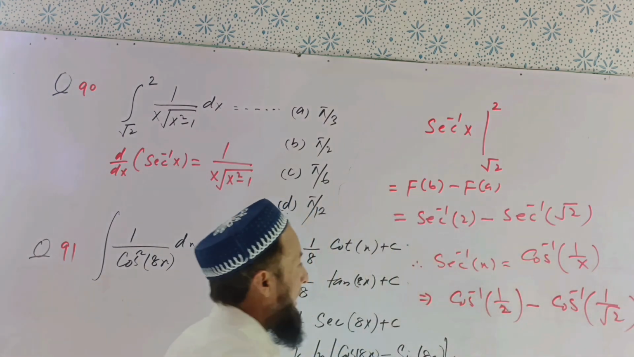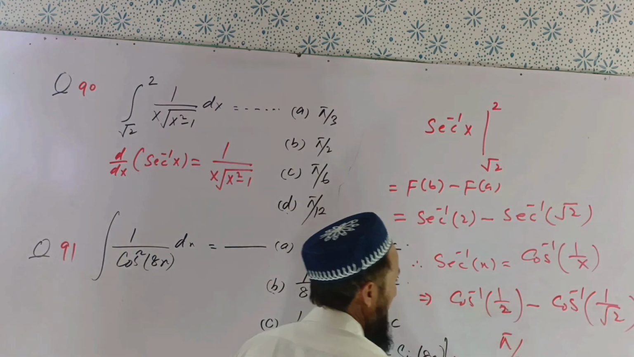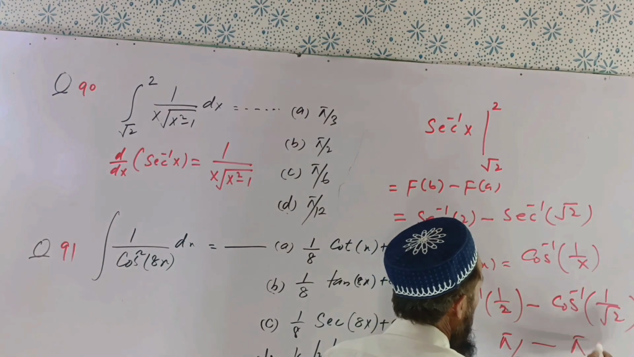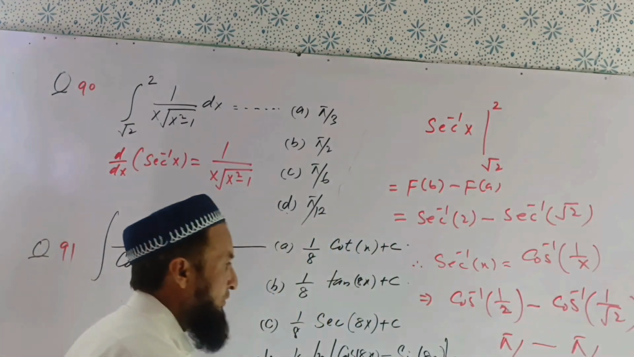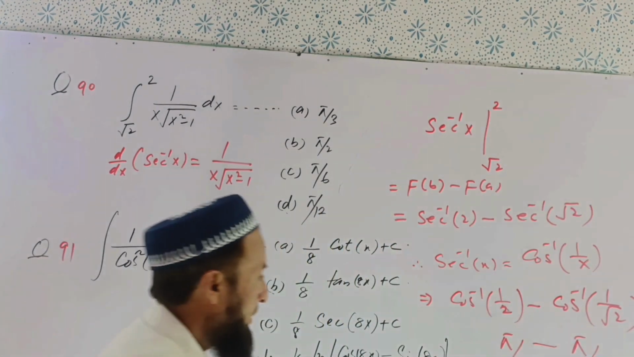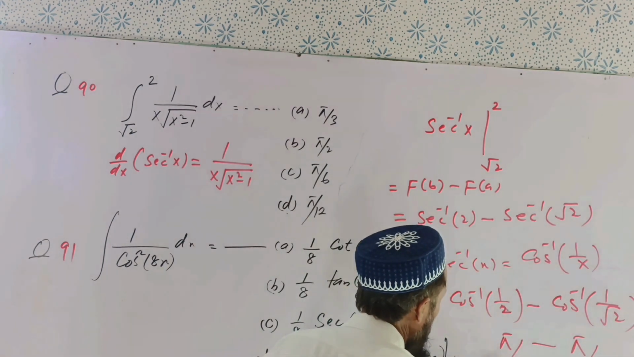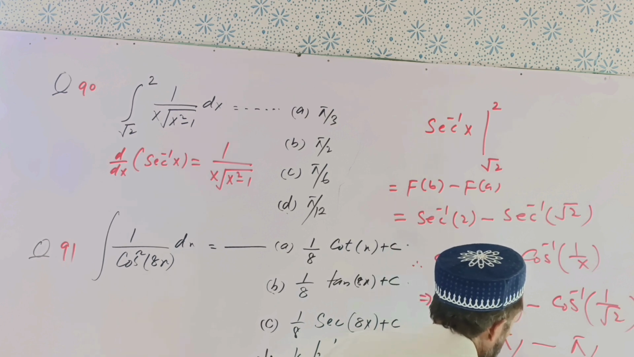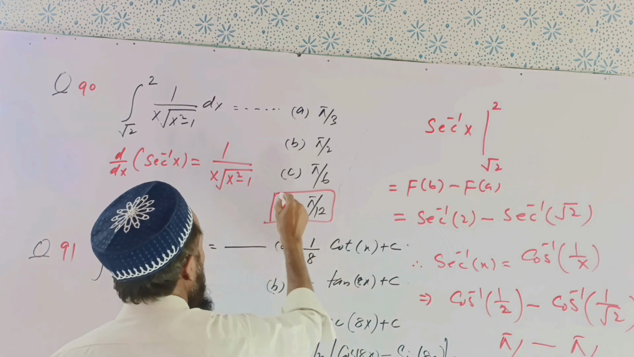As we know, cos inverse 1 by 2 is equal to pi by 3, which is 60 degrees, and cos inverse 1 by 2 under root is pi by 4 because cos 45 degrees is 1 by 2 under root. So we take the LCM 12: 4 pi minus 3 pi. If we subtract the result, we get pi divided by 12. So the correct answer is option D.